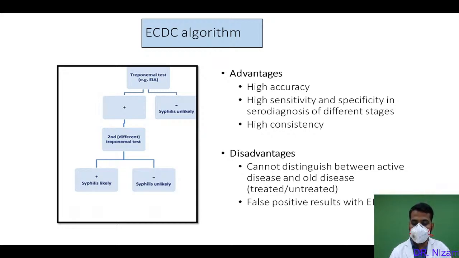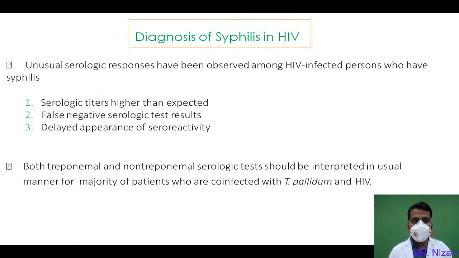Now coming to HIV and syphilis, without which the topic is incomplete. As we all know, in HIV an unusual serological response has been observed among HIV infected persons who have syphilis. It is due to the high serological titers. What we expect is serological titers higher than expected, false negative serological test results, and delayed appearance of seroreactivity. Both treponemal and non-treponemal serological tests should be interpreted in the usual manner for a majority of the patients who are co-infected with Treponema pallidum and HIV.